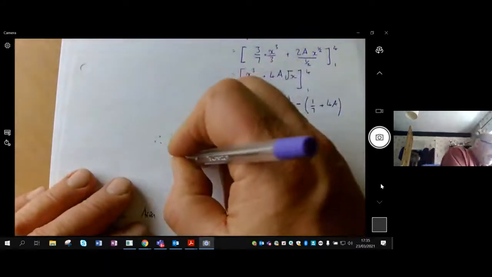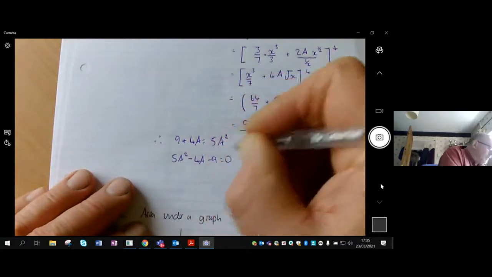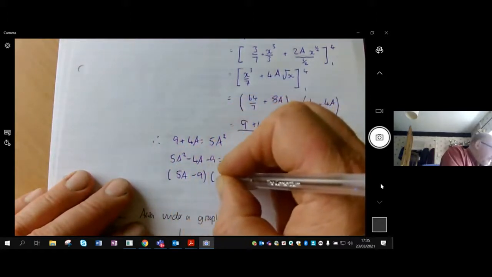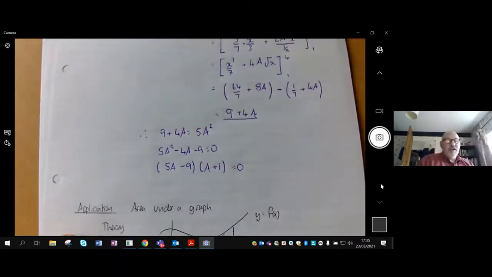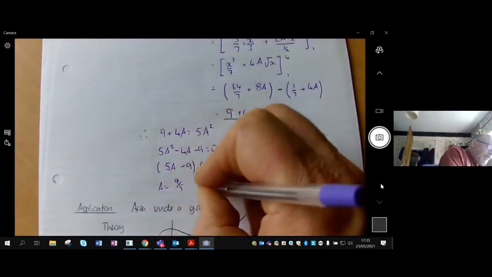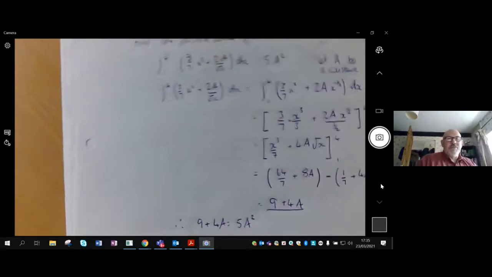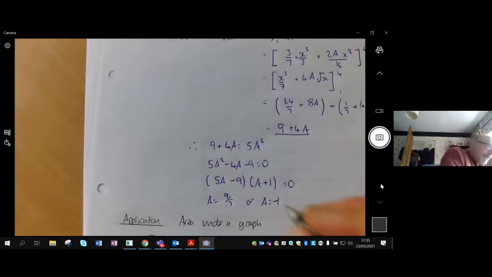So 5a squared minus 4a minus 9 is naught. I'm not going to do any more than that, okay? If you aren't comfortable at solving quadratics, that's one thing you can do over Easter. Yeah, and that would give me a is 9/5 or a equals minus 1. And go back and check the question, and it does say the possible values of a. The clue's in the question, and you've got two values, so you should be quite happy with that.